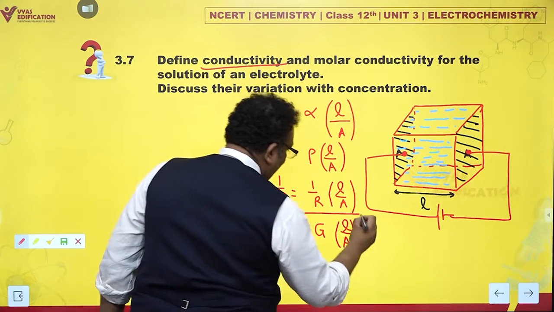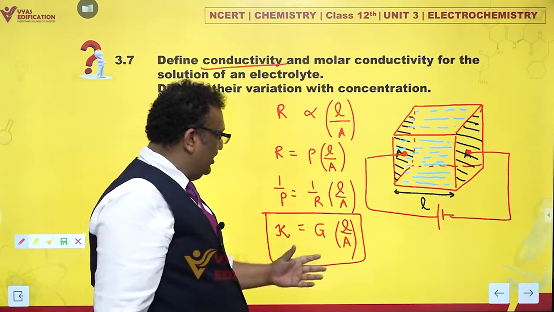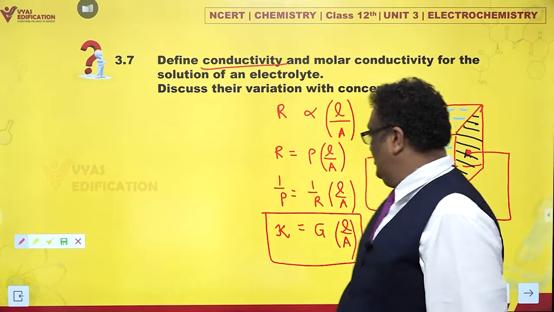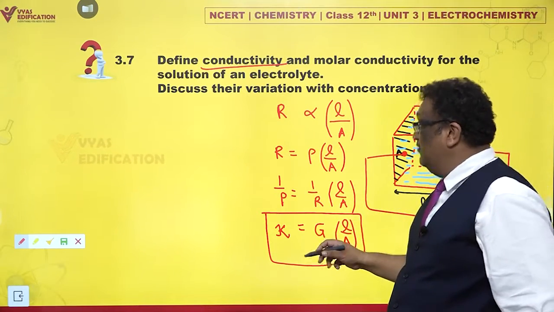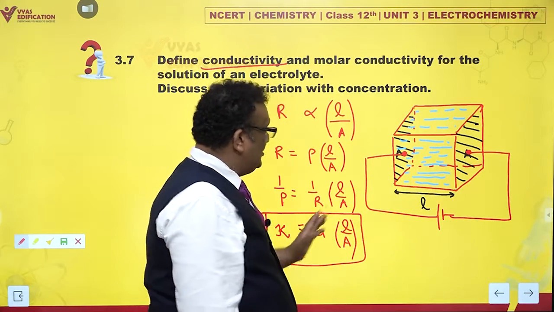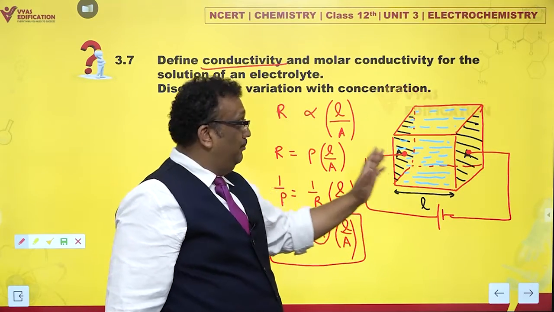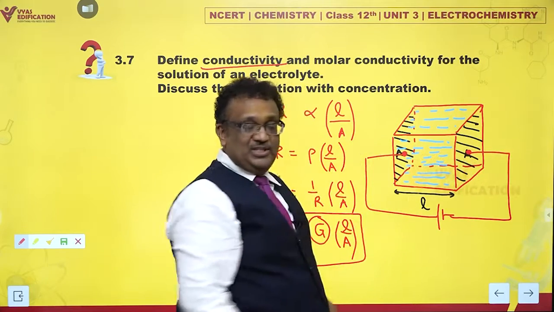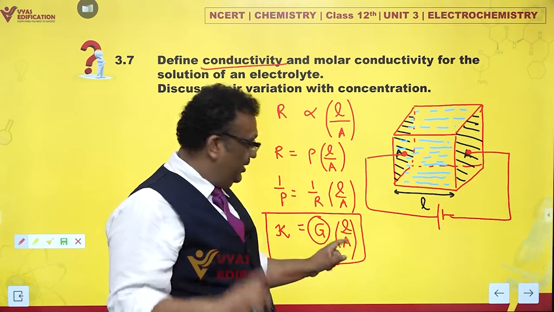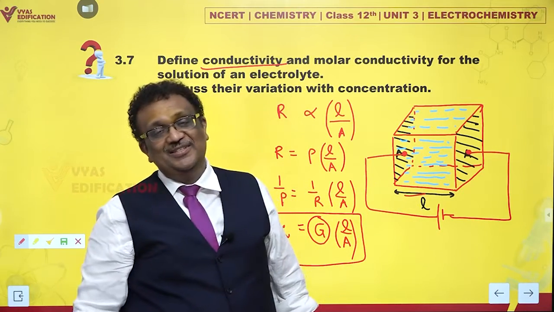So what is conductivity? We have just managed to derive it, although this was not asked, but I just needed an excuse to make an explanation because students usually find this tough. It's very, very easy. Kappa is G L by A. How do we define this in words? We say conductivity of a solution is defined as the conductance of a solution placed in a conductometric cell having unit area of cross section, unit meaning 1, separated by a unit distance.